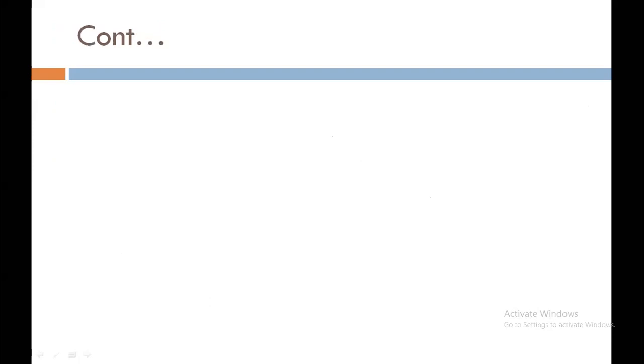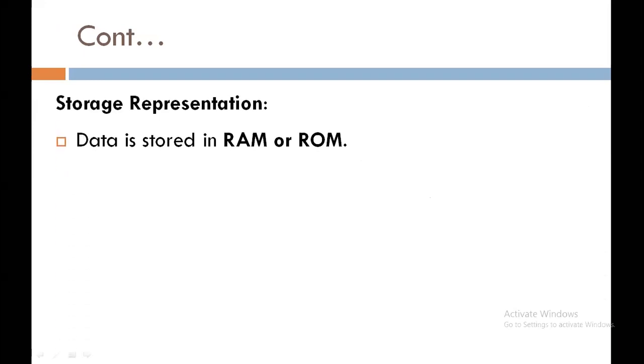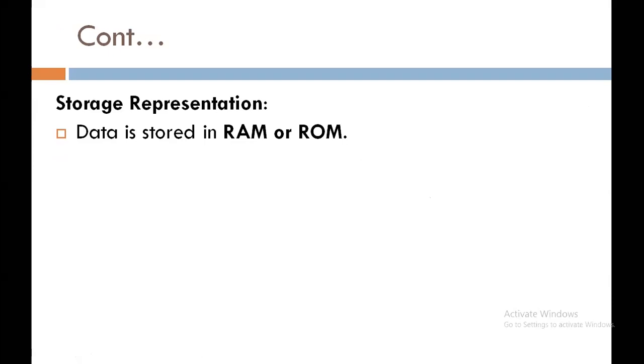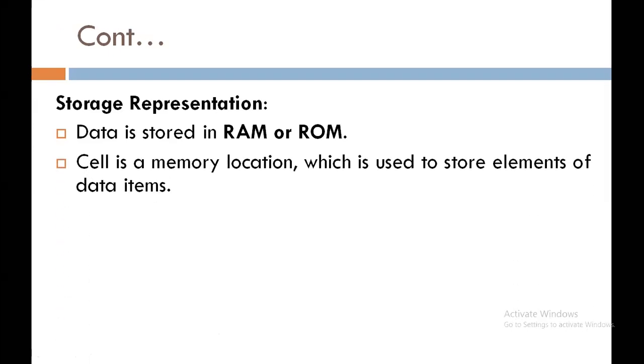Next, storage representation of data. Data is stored in computer memory, like RAM or ROM. A cell is a memory location which is used to store elements of data items. A cell stores an 8-bit value.